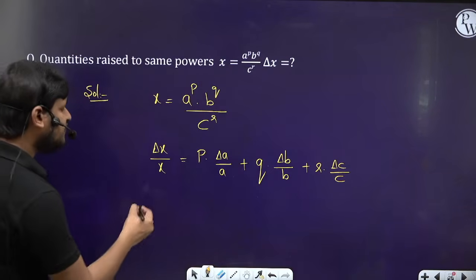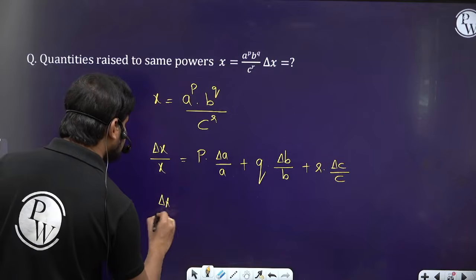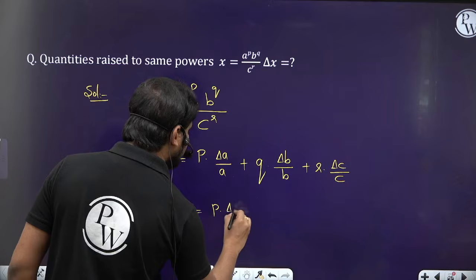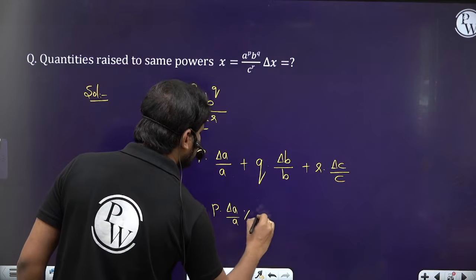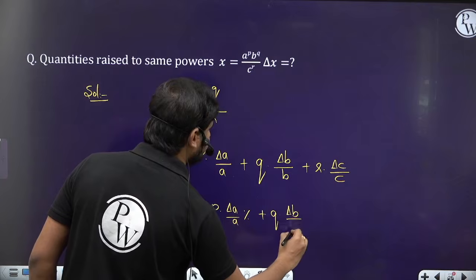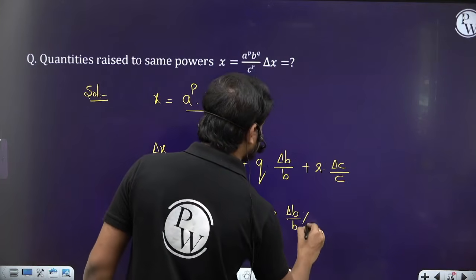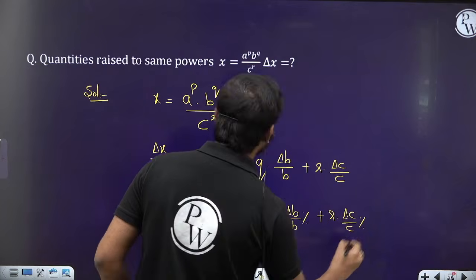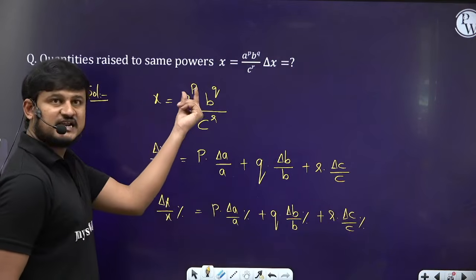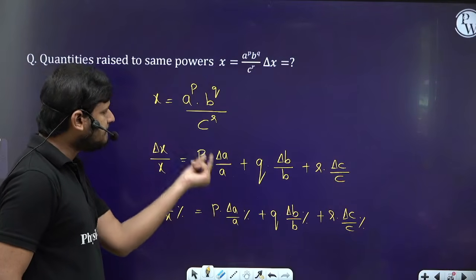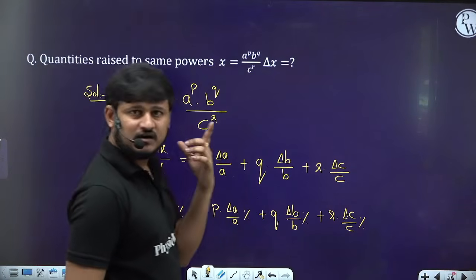Okay. If they ask for the percentage, then do it this way: P into delta A by A percentage plus Q into delta B by B percentage plus R into delta C by C percentage. That's it. Just take the powers they are raised to as coefficients and then take the delta by that value. Clear? Chalo.